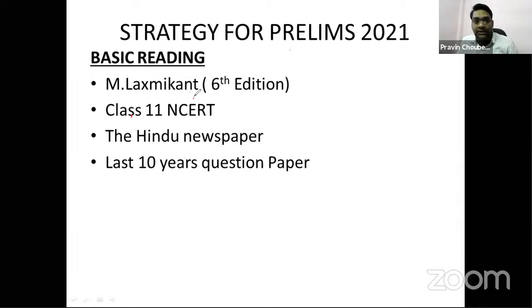Like M. Laxmikant for polity. Again this year, M. Laxmikant's book itself proved that it's a Bible for your polity. Your source should always remain the same: M. Laxmikant for polity. Then class 11th NCERT. And for current affairs, every day you are reading a newspaper. That newspaper also helps you understand current affairs related to polity.